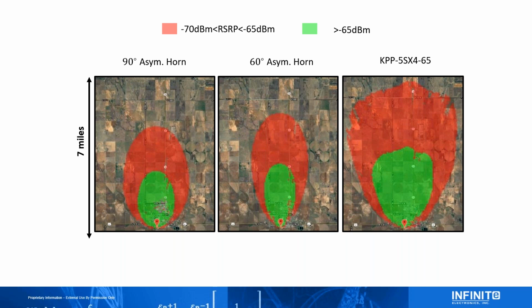So you can see here that there's definitely an improvement in how far you can get out with the asymmetric horns over the symmetric, but you're still not getting to a sector.